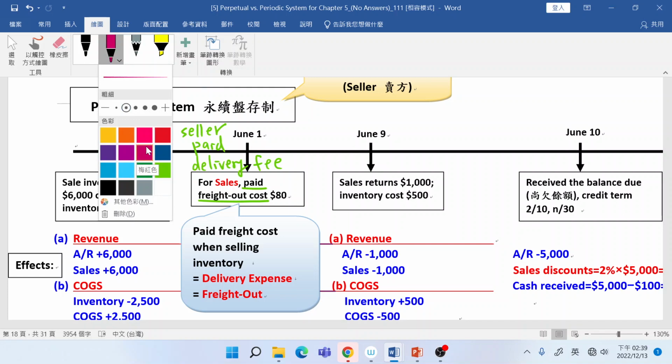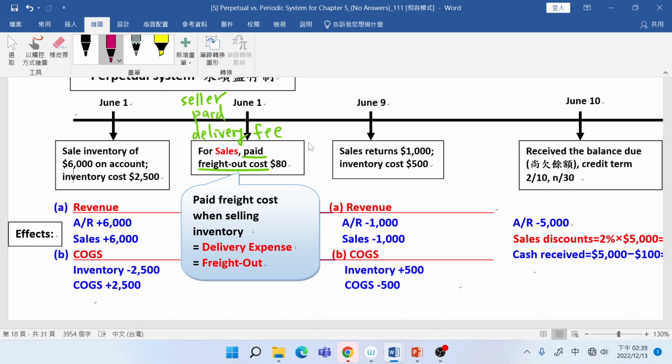Hunter, FOB shipping point or FOB destination? FOB destination, okay? So in this case it is FOB destination, 目的地交货. FOB destination tells you the seller pays the delivery fee. Okay? So when you are the seller, you pay the delivery fee.